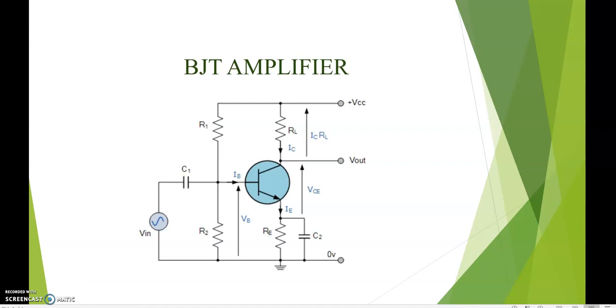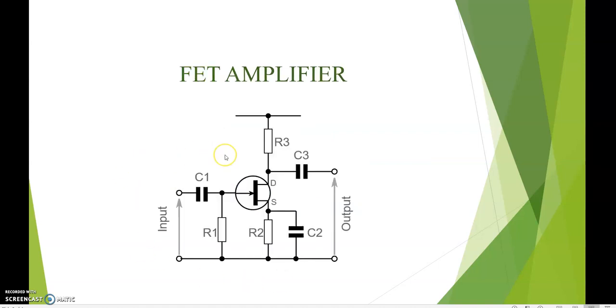Next one is the FET amplifier, field effect transistor amplifier. One of the basic single stage FET amplifier topologies is the common source amplifier. Here we can see the source is common for the gate and the drain. The gate acts as the input terminal and the drain terminal acts as the output.